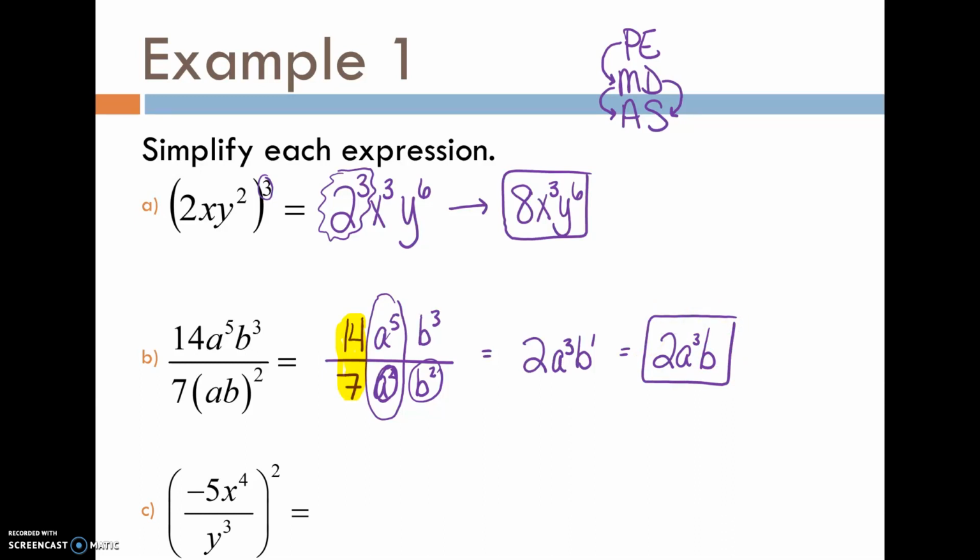Okay, this last one. The biggest thing with this last one is that the negative 5 and the x to the 4th are not the same thing. This is negative 5 times x to the 4th.